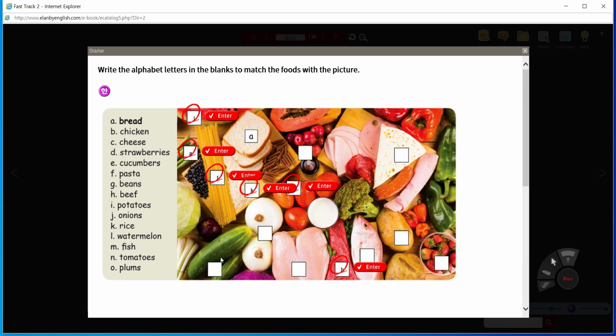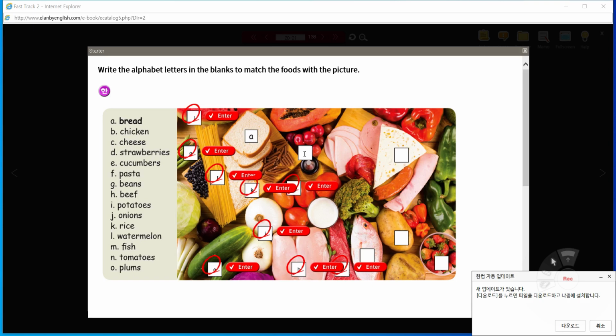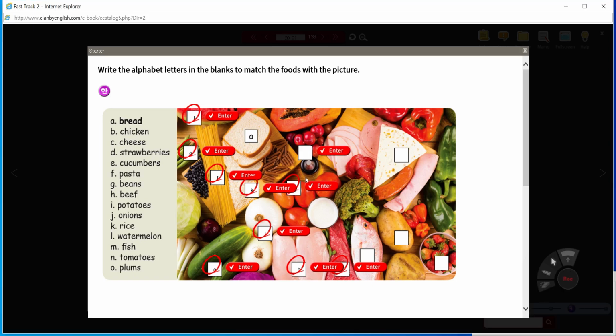Down here in the corner, these green vegetables look like some cucumbers. We're going to put the letter E for cucumbers. Good. Another white vegetable here. What is it? Onions. The letter is J. Correct. This pinkish meat here. Chicken. And at the top here, what do we got? Plums. Jadu.